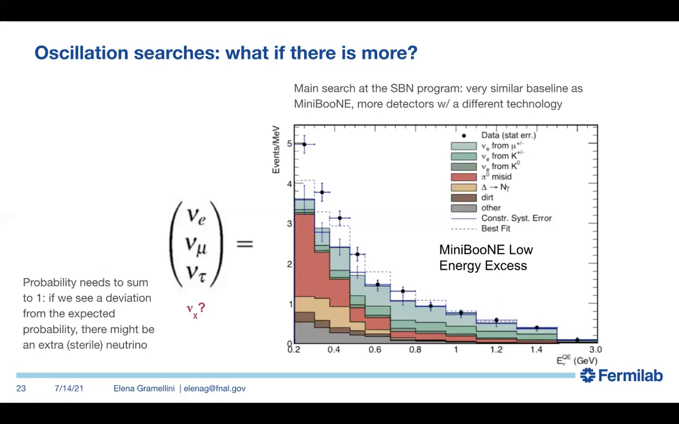I should say that MiniBooNE was a Cherenkov detector. And so compared to the LArTPC, they weren't really able to distinguish between electrons and photons. The strength of doing a similar search with more detectors is to change the backgrounds that you have in picking out your neutrino interactions. And there's one more advantage, which is that we have more than one detector.